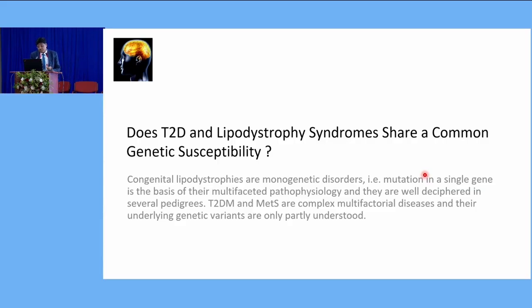Congenital lipodystrophies are monogenic disorders. I already mentioned that. Mutation in a single gene is the basis of their multifaceted pathophysiology, and they are well deciphered in several pedigrees, because the genetic mutations were identified in the pedigrees. T2D and metabolic syndrome are complex multifactorial diseases, and their underlying genetic variants are only partly understood.